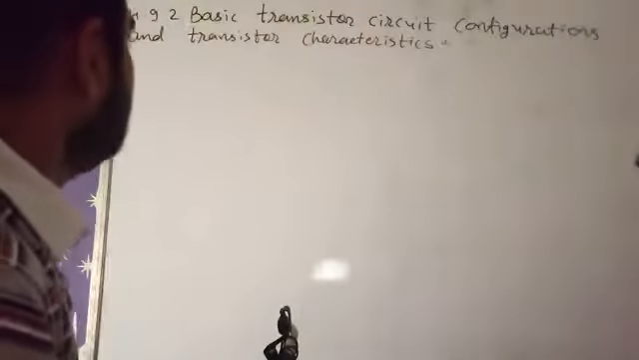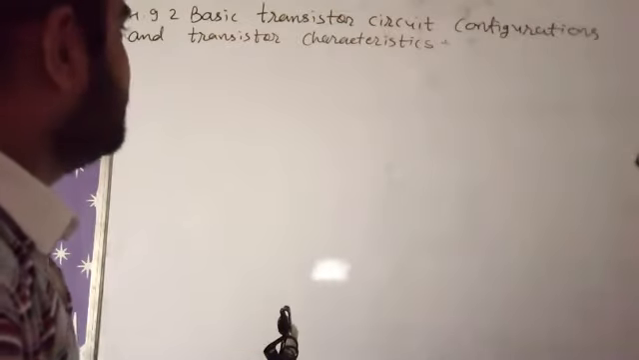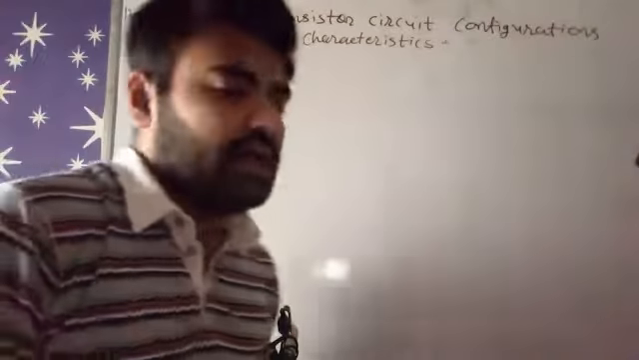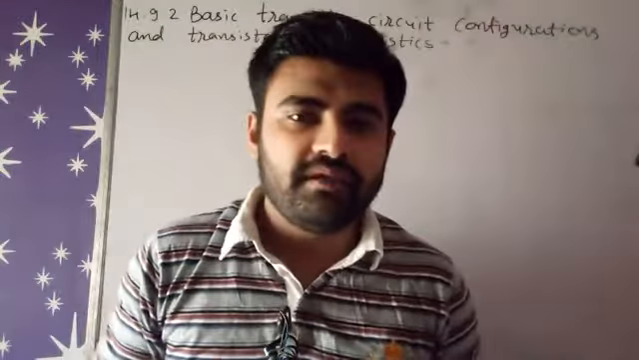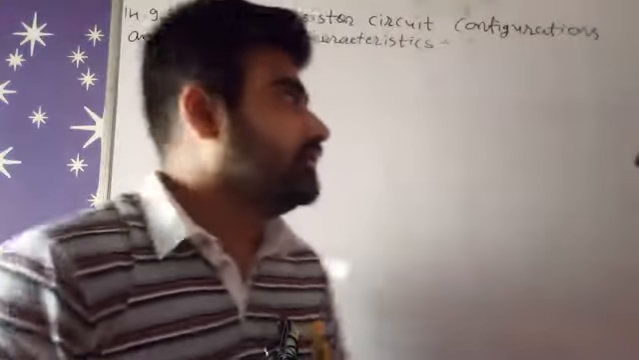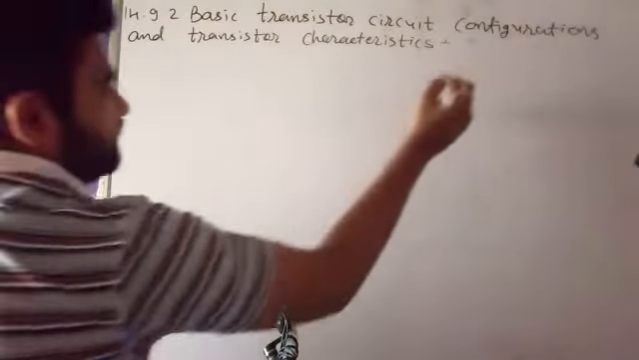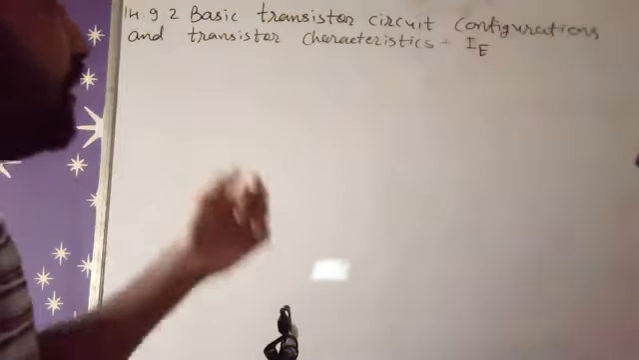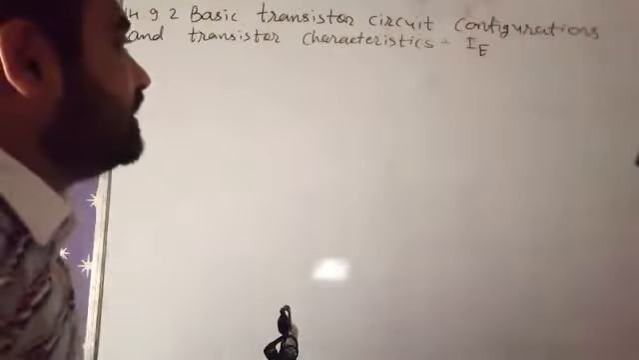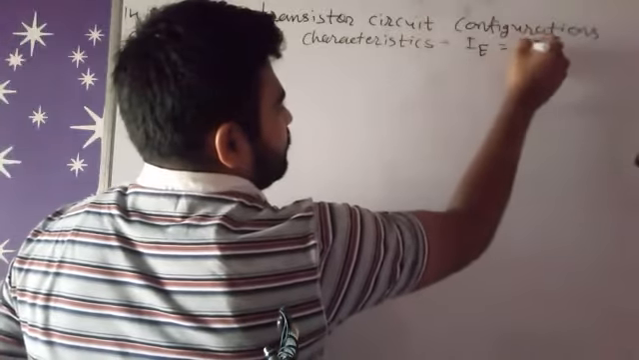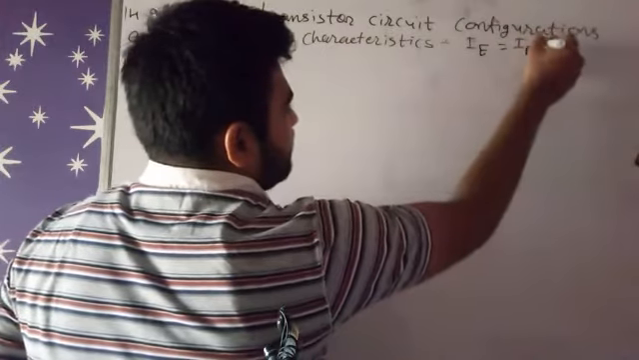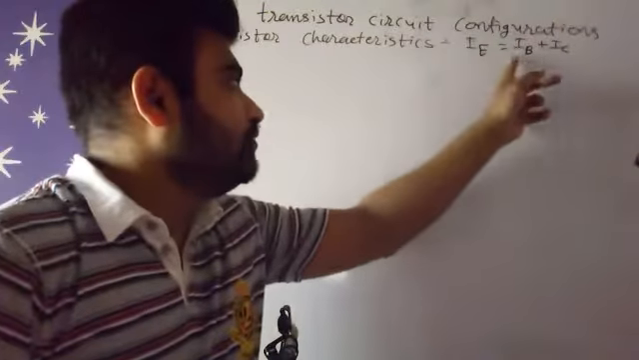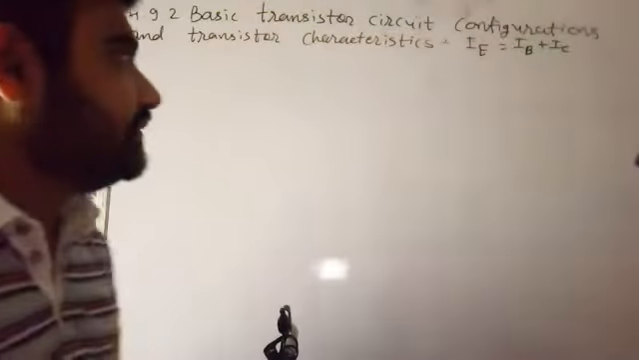Today's topic is basic transistor circuit configurations and transistor characteristics. In our previous transistor circuit we have the total current IE, the emitter current. Current always starts from the emitter. IE is equal to the base current plus the collector current. So the current is divided into two parts, base and collector.